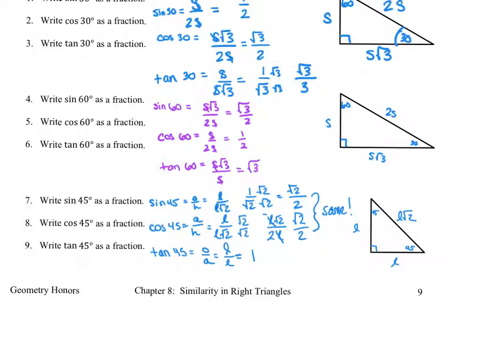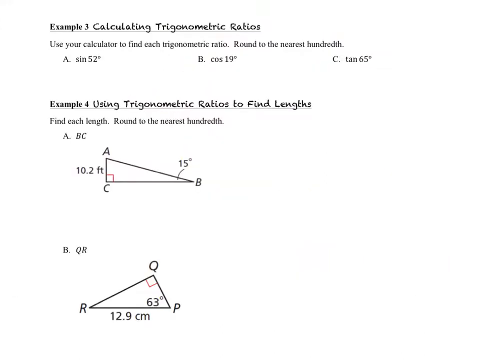And since they're the same measurement, like say that was 5 and 5, it would be 5 over 5, which is 1. For example 3, you're just simply typing this in your calculator, so you get about 0.79 when you round sine of 52. Type cosine 19 in, you should get about 0.95. And tangent of 65, check and make sure it's about 2.14.